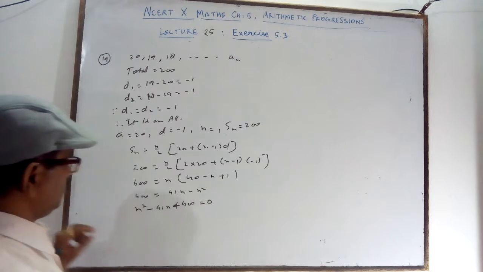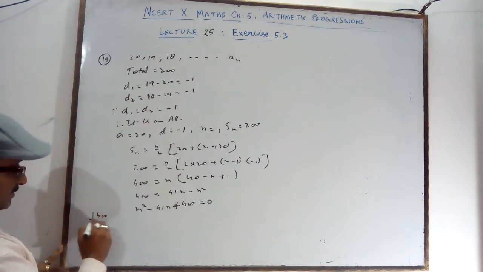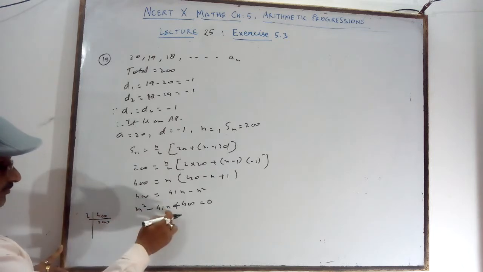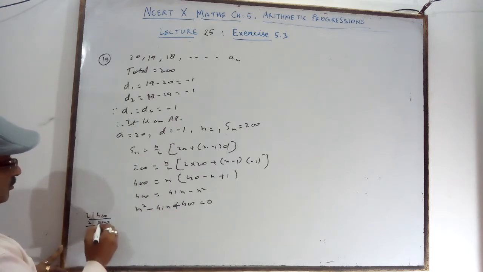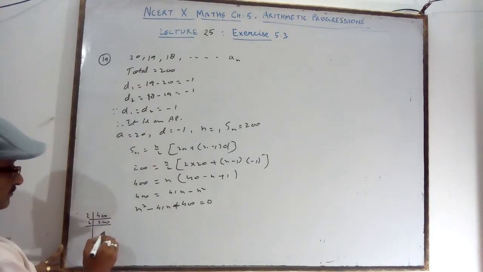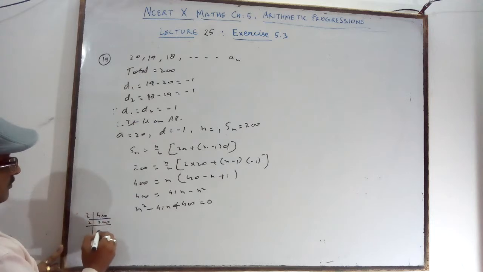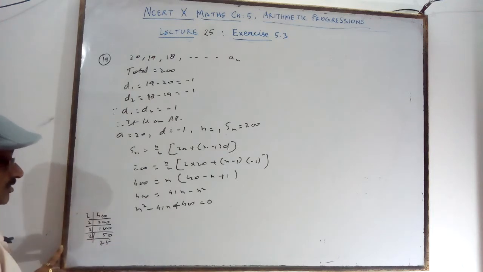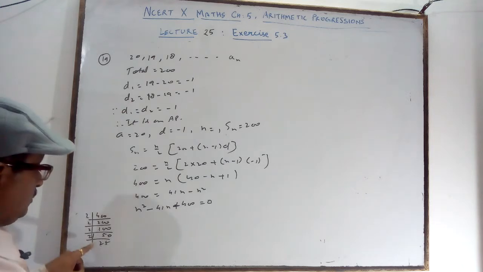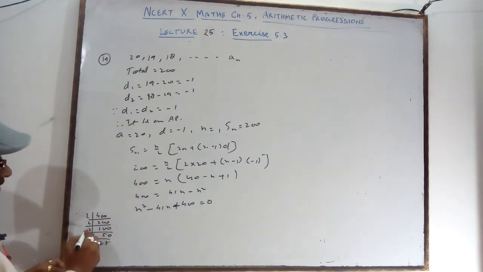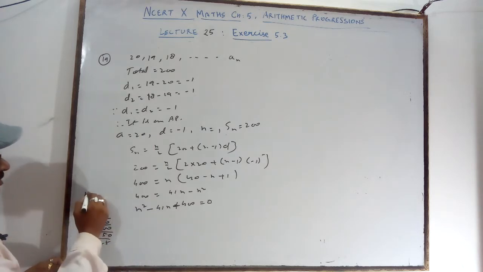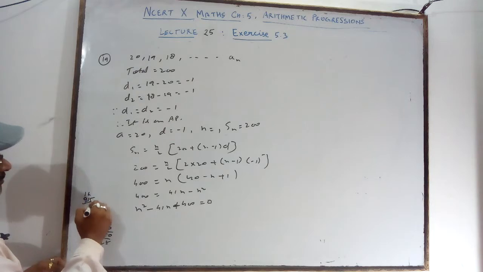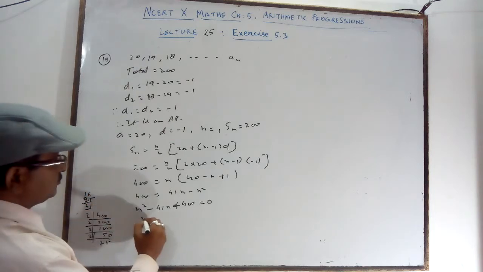Now you will find the factors of 400. How will you get them? By prime factorization, the product is 400, the sum is 41, and since the middle term is minus, both will be negative. The factors are 16 and 25, and 16 plus 25 is 41.